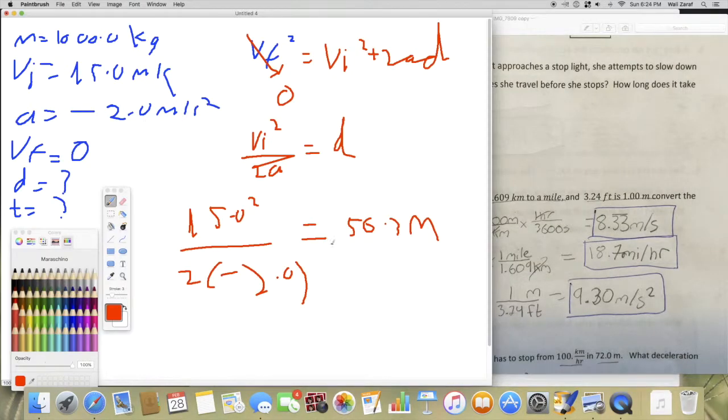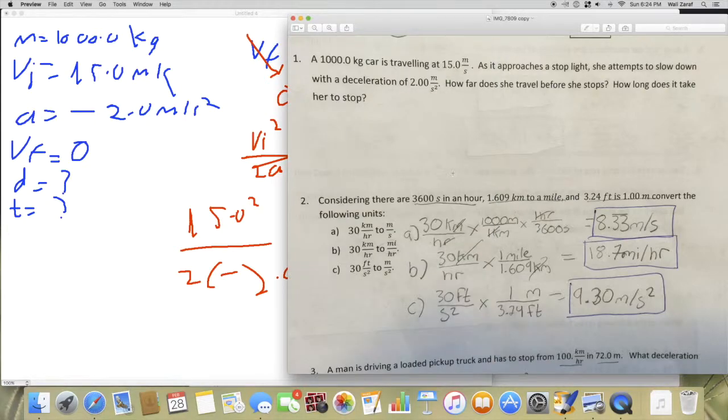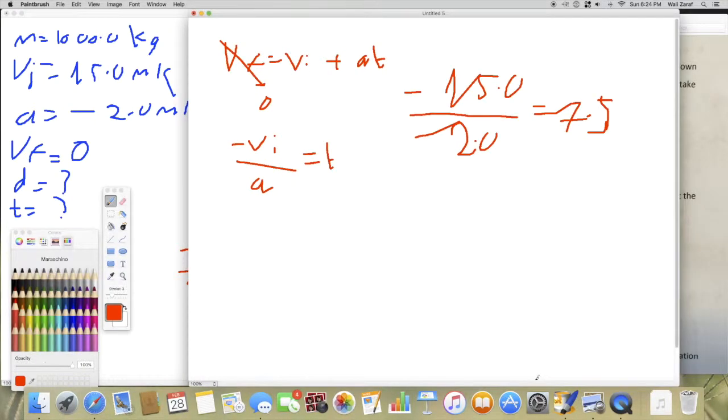How far does she travel? 56.3 meters. How long does it take? 7.5 seconds.